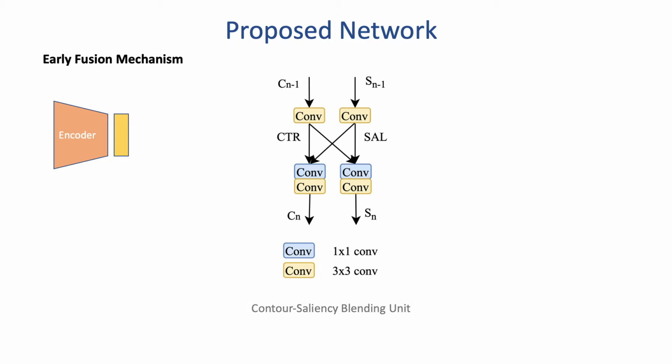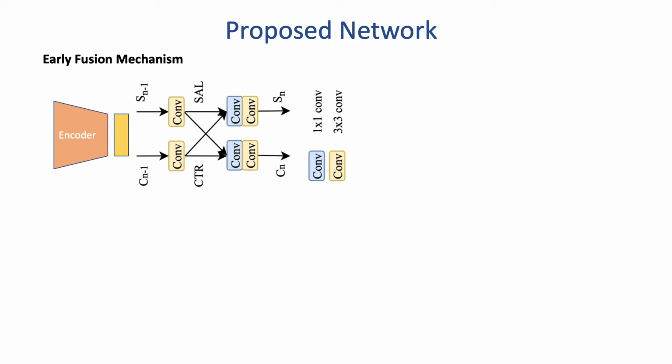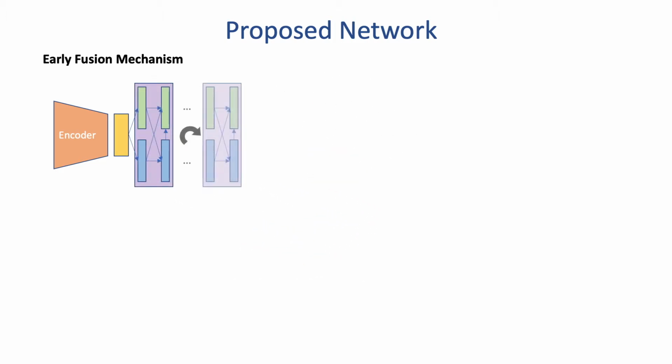To address above-mentioned issues and improve the performance, we proposed an early fusion mechanism where we designed a blending unit to exchange contour and saliency information, and we employ recursive CNN to unblock the restriction of limited fusion and late fusion. By doing so, contour and saliency information can now be exchanged as many times as possible and at a much earlier stage, which will greatly improve model's performance.